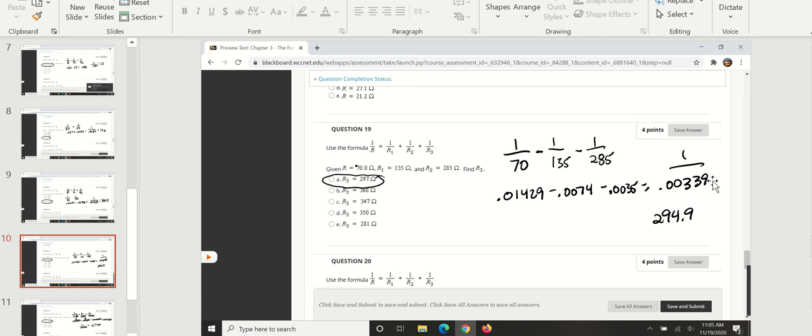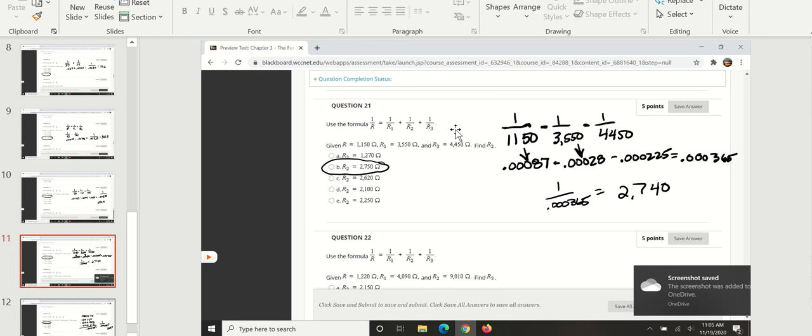So we subtract those two. We find that the decimal equivalent of the remainder is 0.00339, and we find that is 294.9. There is 297, so that is the closest, and that is actually the correct answer.